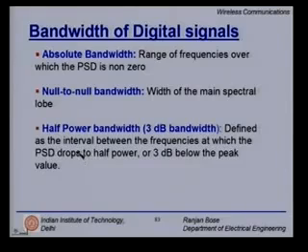Another popular definition is the half power bandwidth, also known as the 3 dB bandwidth. It is defined as the interval between the frequencies at which the power spectral density drops to half power or minus 3 dB below the peak value. In electrical engineering, the half power beam width is usually used. Half power bandwidth is one of the most commonly used definitions.